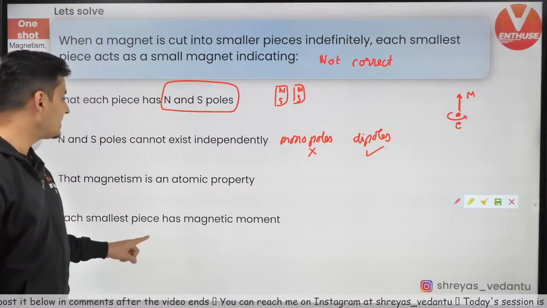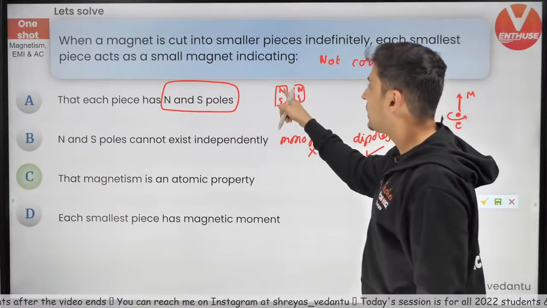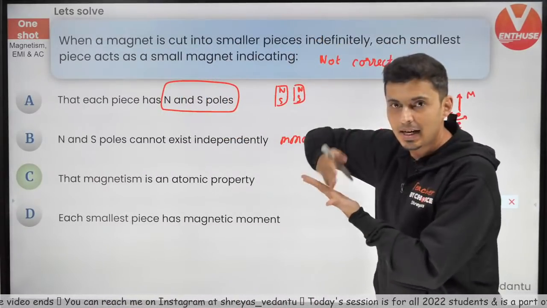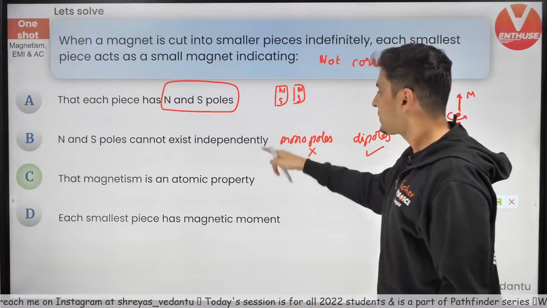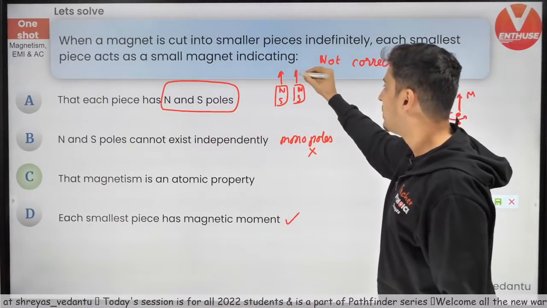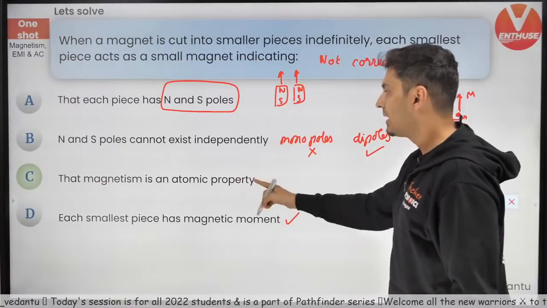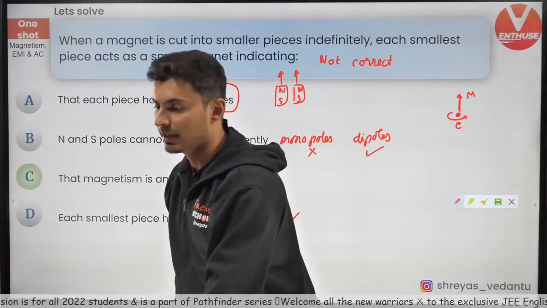Each smallest piece has magnetic moment. Yes, every small piece. So when you take a magnet and cut it into small pieces, each small piece has north and south pole, and it also has magnetic moment. So all these three things are correct, but magnetism is a more fundamental property than that.